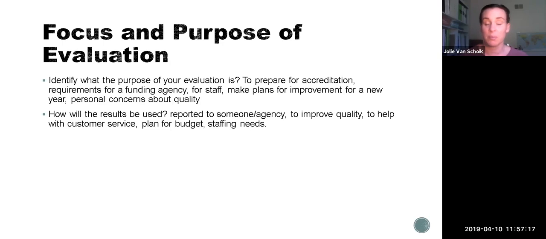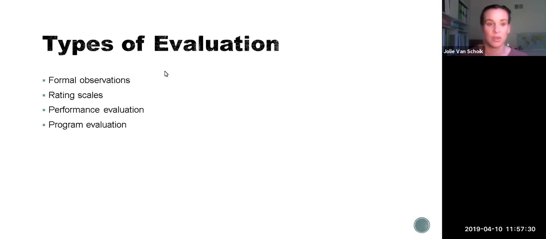Is it going to help you perform better with customer service, plan for budget, help with staffing needs because you're going to have to get more staff, or you're going to have to jettison staff, and you're going to see how you try to do that? There are lots of reasons that you could do evaluation and what you're going to do with it. Types of evaluations would be formal observations.